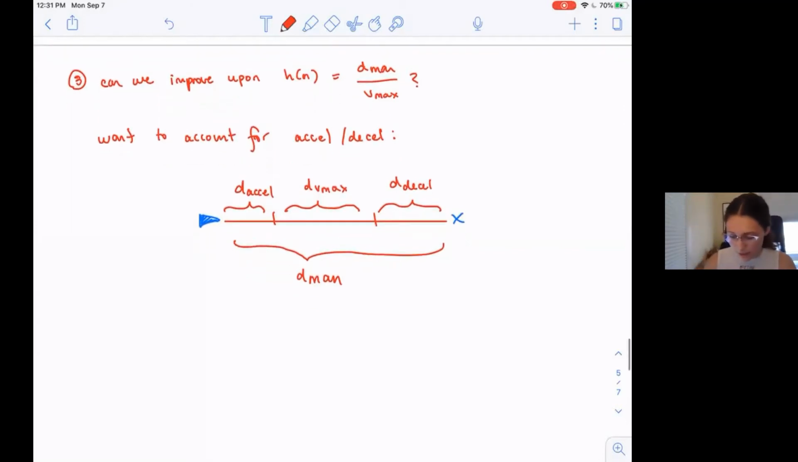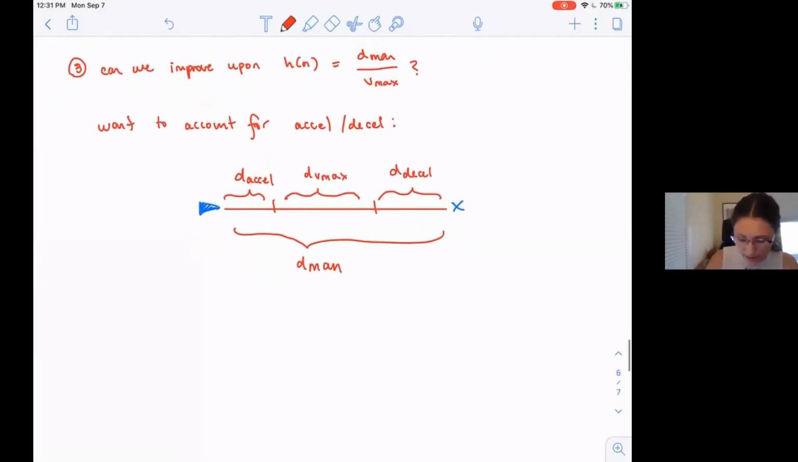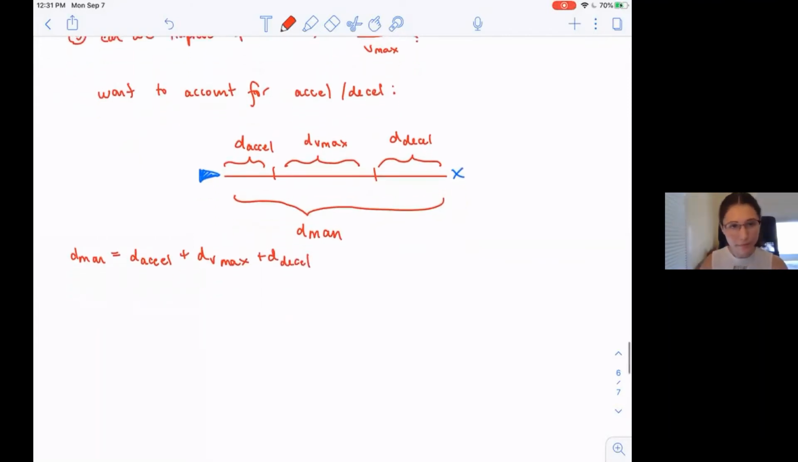So based on this, we can write down an equation for what d_Manhattan equals. We can say that d_Manhattan will equal d_accel plus d_vmax plus d_decel. Now, can we actually come up with more explicit formulas for what each of these three distances are?